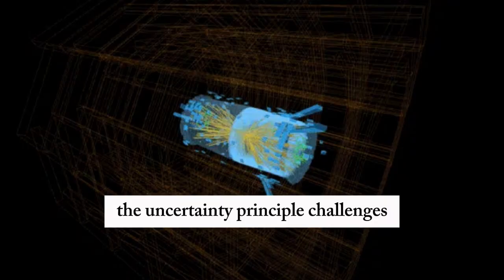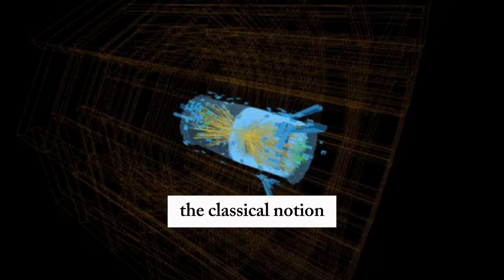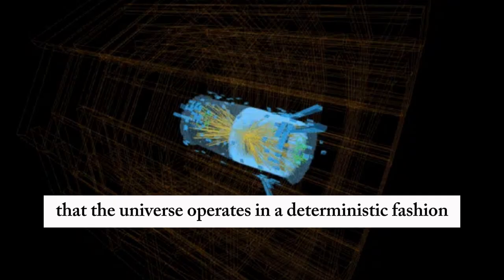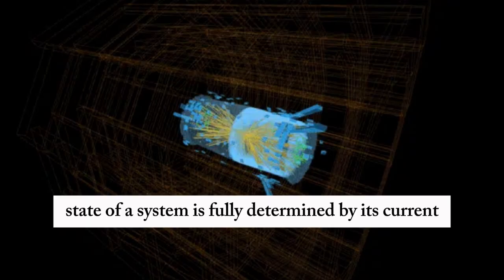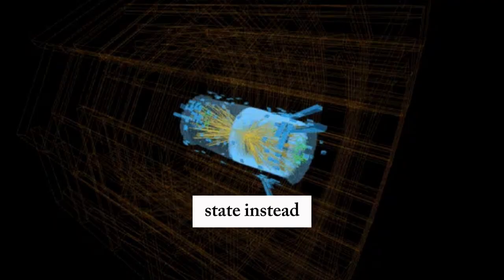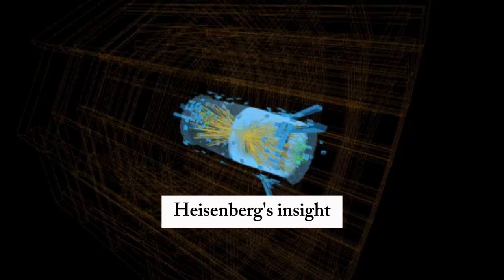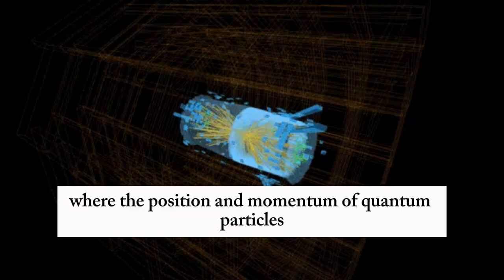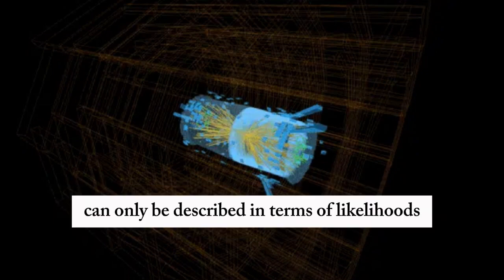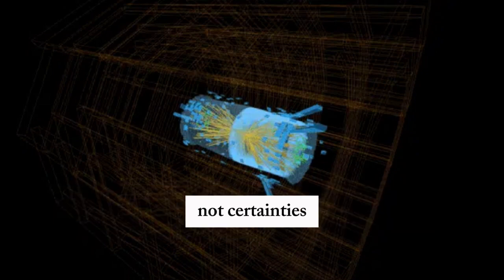The uncertainty principle challenges the classical notion that the universe operates in a deterministic fashion, where the future state of a system is fully determined by its current state. Instead, Heisenberg's insight introduces the concept of probabilistic outcomes, where the position and momentum of quantum particles can only be described in terms of likelihoods, not certainties.